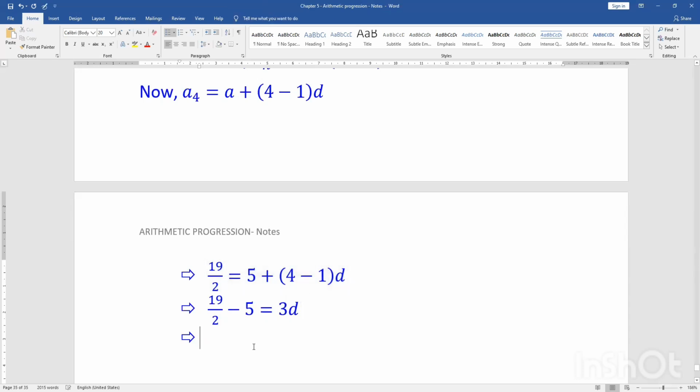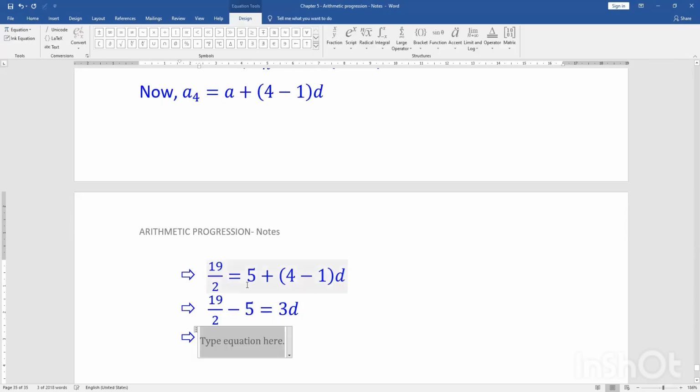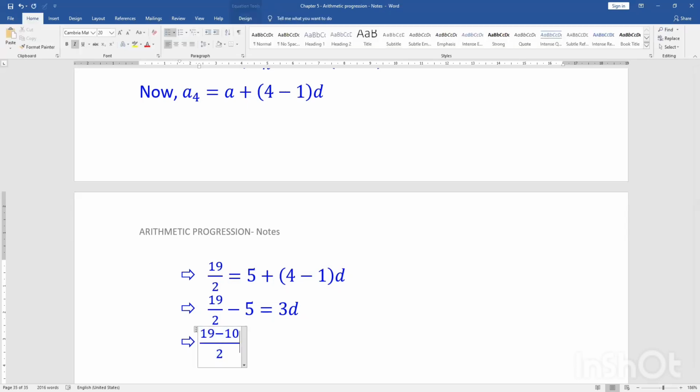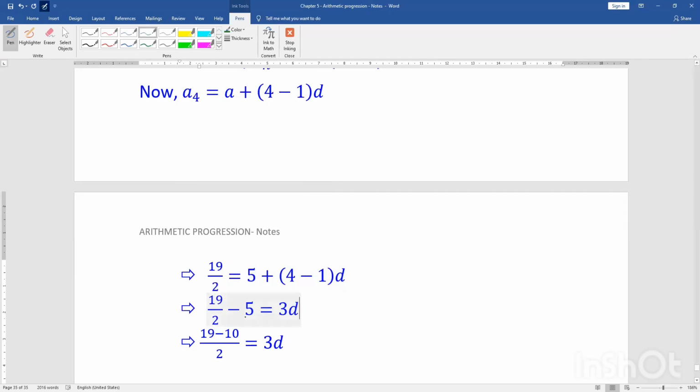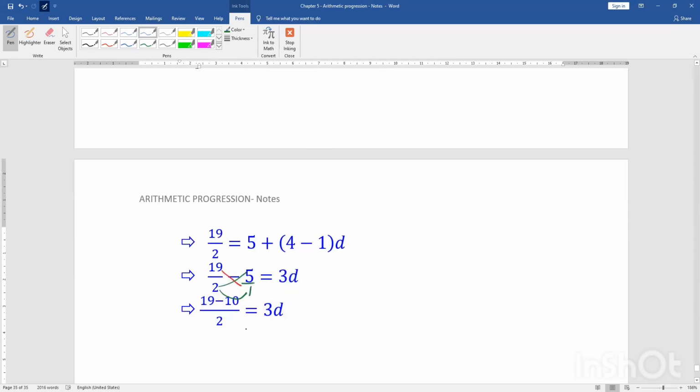Okay. Do the cross multiplication method and get the answer now. So I'm going to write like this. Now here the denominator becomes 2, and the numerator becomes 19 minus 10 equals 3d. How do we get 10? See here 19 by 2 and here it is 5 by 1. Now 19 into 1 is 19, 2 into 5 is 10, and 2 into 1 is 2. Okay.